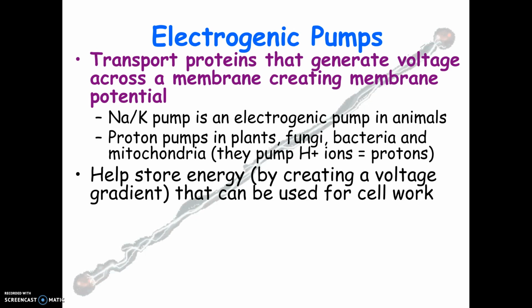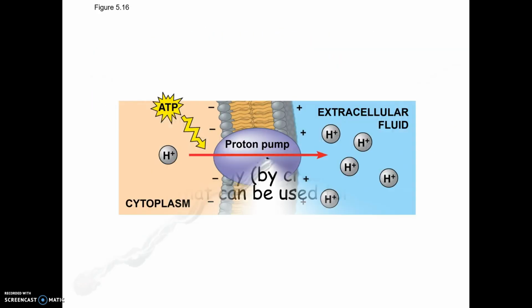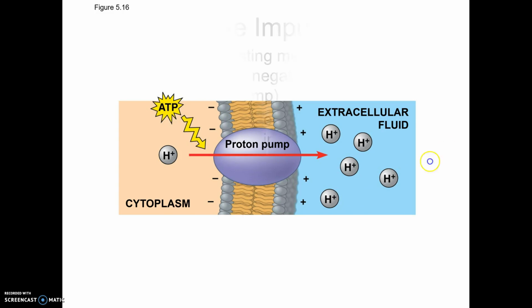Okay, this is a picture of a proton pump. So this is what you would actually see if they were showing a proton pump. It would be hydrogen ions that would be pumped. Again, you see this in bacteria, but also in mitochondria, which makes sense because remember endosymbiotic theory, that mitochondria were once bacteria. So it makes sense that the kind of pump they would use would not be the sodium-potassium pump, but a proton pump like what bacteria use.